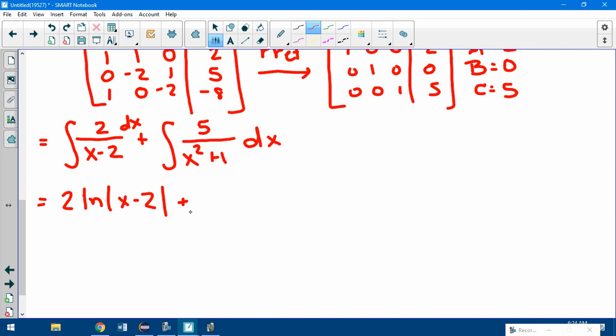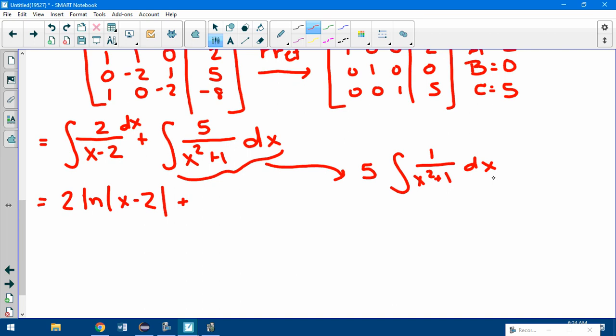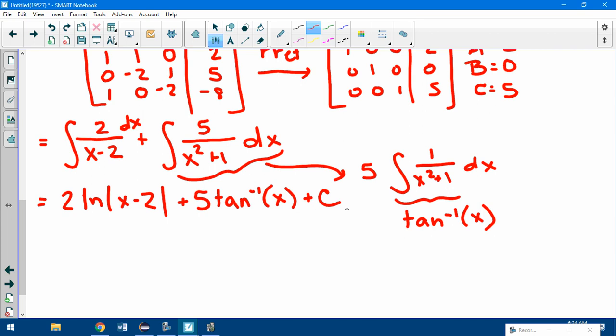Okay, but for the second one, anyone recognize what that is? It's not a u sub. What if I pull the 5 out? 5 times the integral of 1 over x squared plus 1 dx. What is that? Well, usually we see this as 1 plus x squared on the bottom, but that is the integral of tan inverse of x. So we've got 5 tan inverse of x plus c. And that's it.